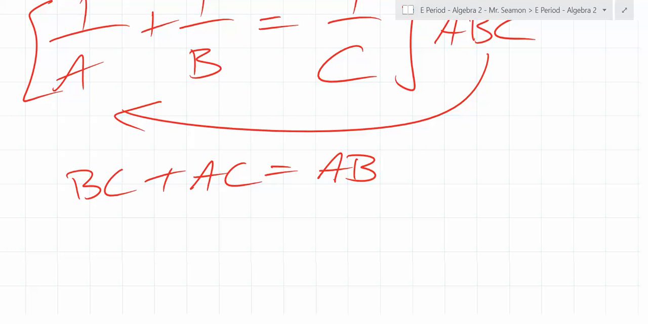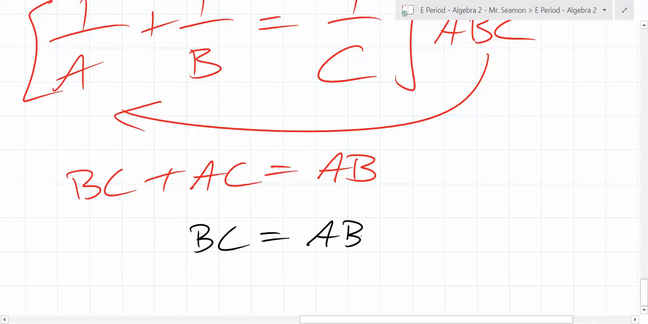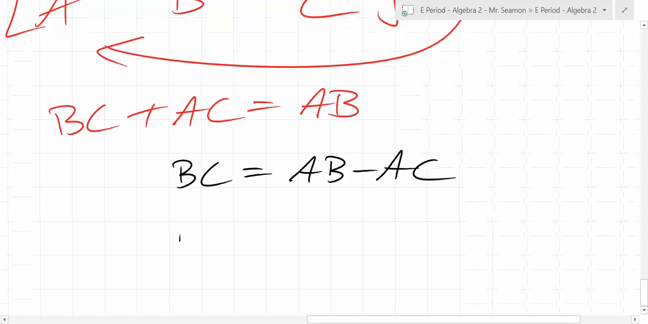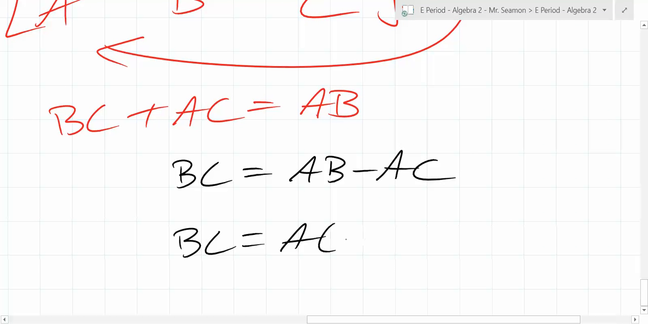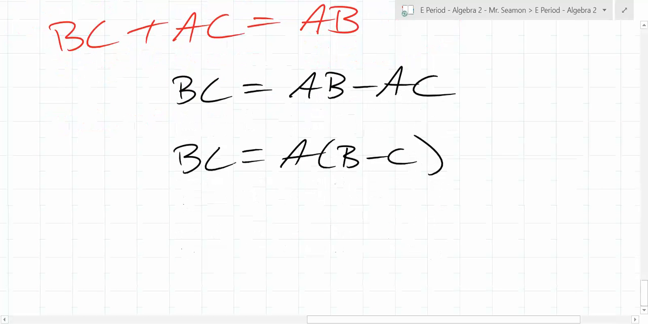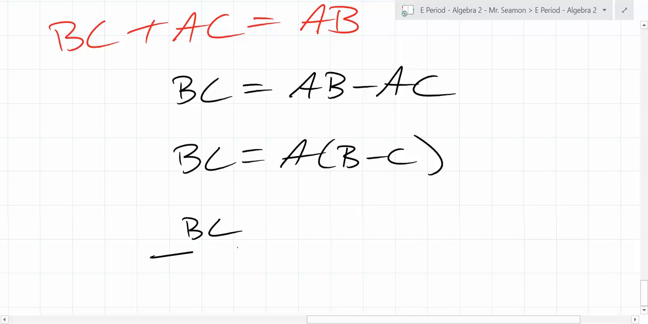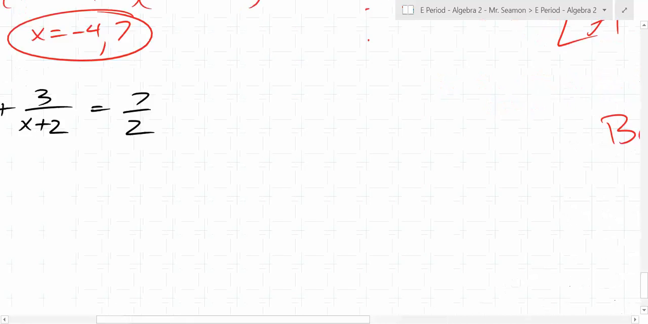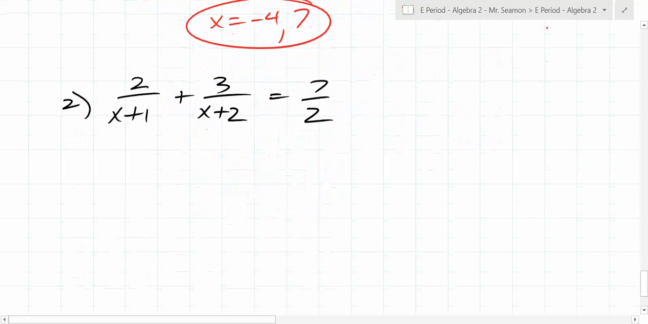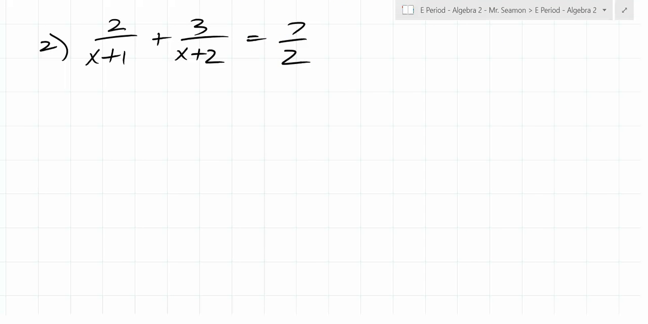We're solving for what? A. You need everything with A on one side. BC is minus AC. What do we factor on the right? A times B minus C. Now what do we divide by? So BC over B minus C is equal to A, and we've solved it. You have to be very careful. It's the same type of work over here. So try this one if you haven't started it already. You first.